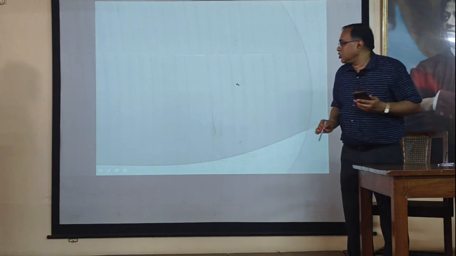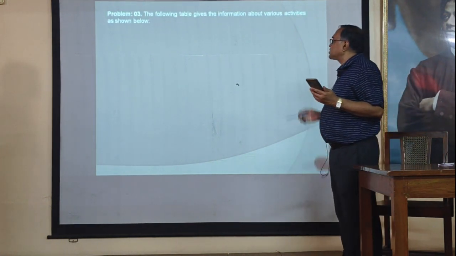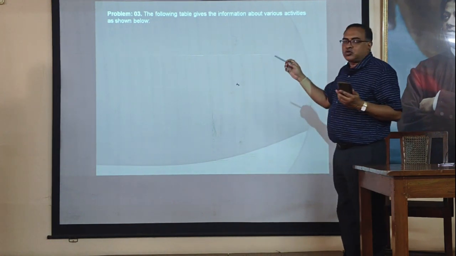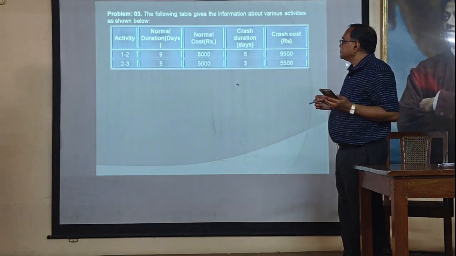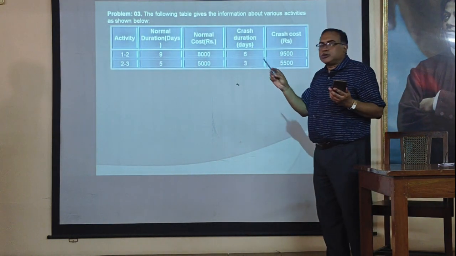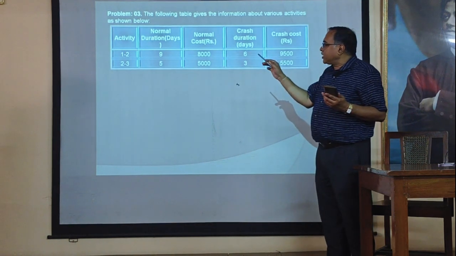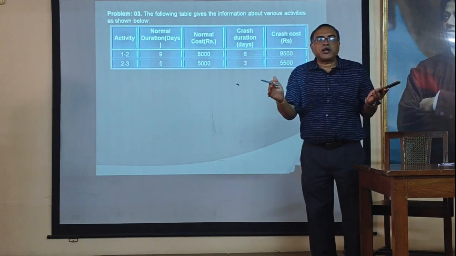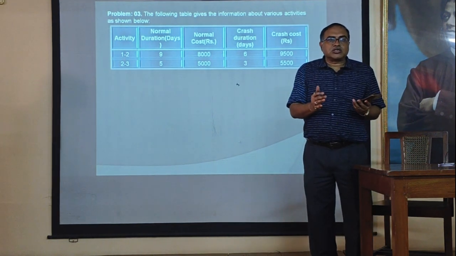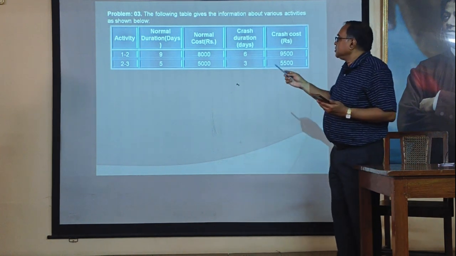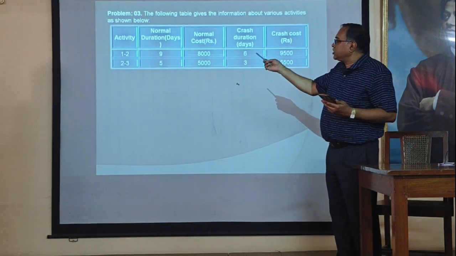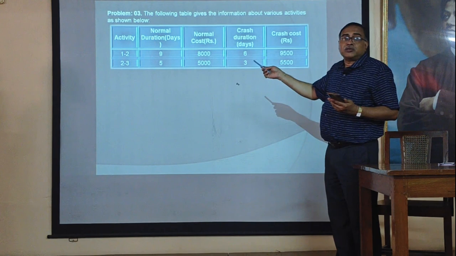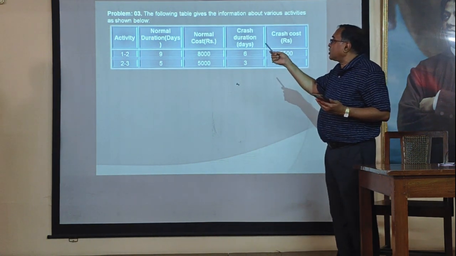Okay, then we shall go to our last problem in today's class. The following table gives the information about various activities as shown below. Next. Okay, two activities are given. 1-2 is one activity, 2-3 is the other activity. Normal duration: as per our available resources, we can complete the first activity 1-2 in 9 days, and for the second activity we can complete this within 5 days in normal condition. So it will be called normal duration.